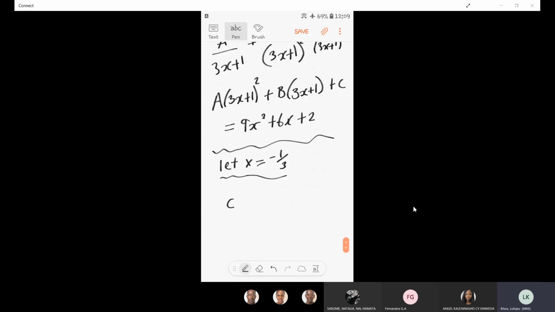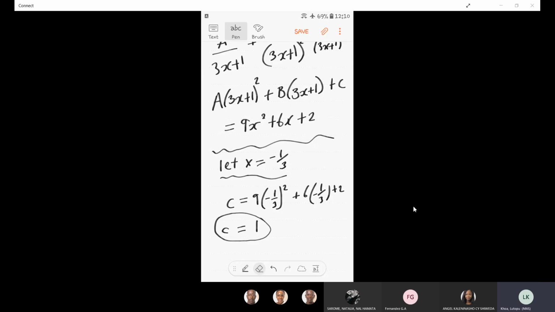So I have C is equal to 9 times negative 1/3 squared plus 6 times negative 1/3 plus 2. So C, here you work it out on your calculator. 9 times 1/3 squared plus 6 times minus 1/3 plus 2. You should get C is equal to 1. Okay, so I've solved for C.